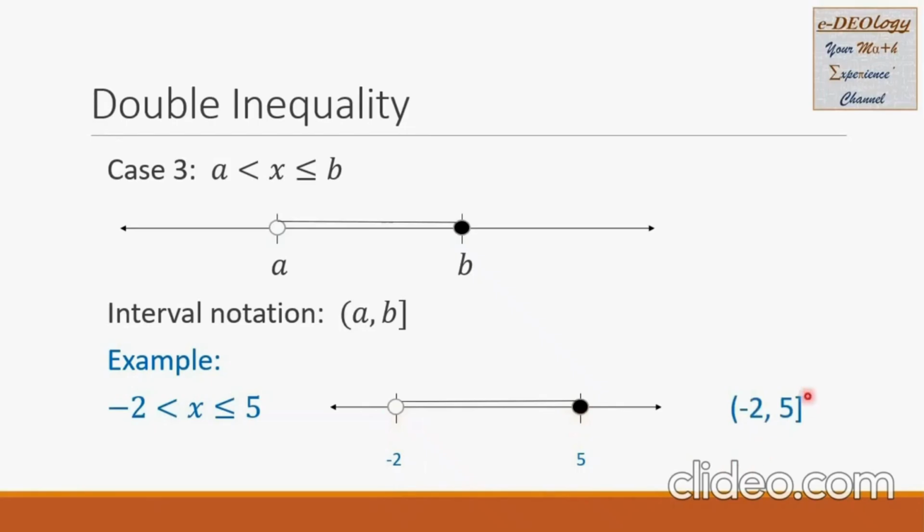And for the interval notation, we put the end numbers of the solution set, the -2 and the 5. And for the -2, we put the parentheses because the -2 is not part of the solution set, while square bracket for the 5 because 5 is part of the solution set.